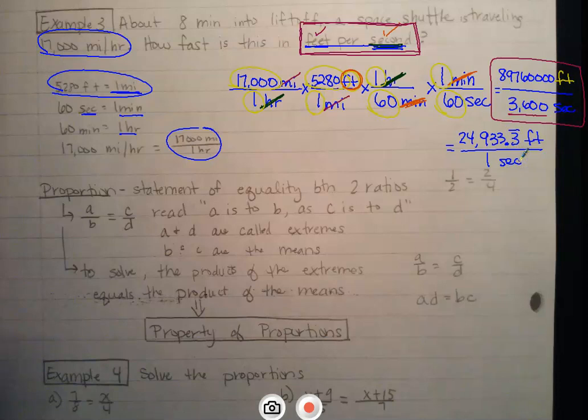All right, so approximately, it says how fast, because it's about 8 minutes into liftoff, how fast is this in feet per second? So we could say it's about 25,000 feet per second. Okay, so it's about 25,000 feet per second.